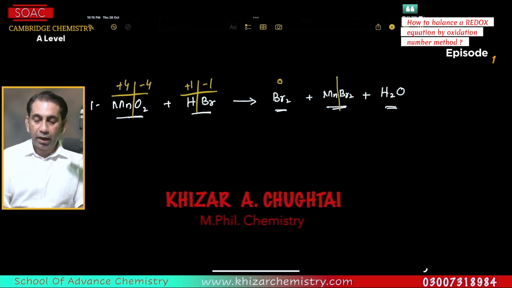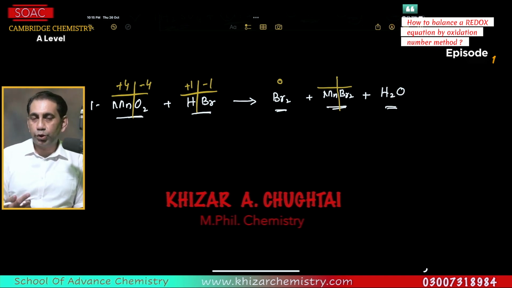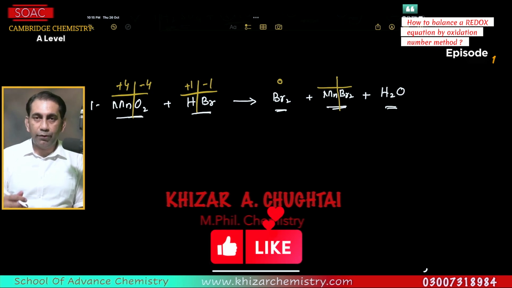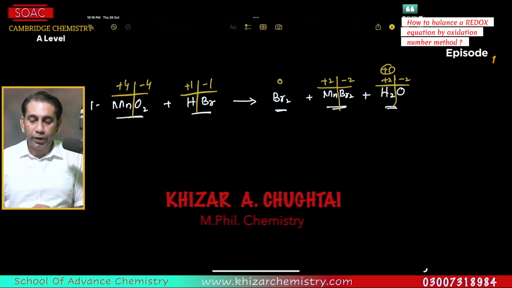In case of MnBr2, when a halogen is present with a metal, it is going to show -1 oxidation state. If it is present only with a single metal, then by default it is going to have -1 oxidation state. So -2 over here and +2 for manganese. The last one, H2O, -2 for oxygen, +1 for one hydrogen, overall +2 will be over here. So let me check. Now, second step is to check the change in oxidation state before and after.